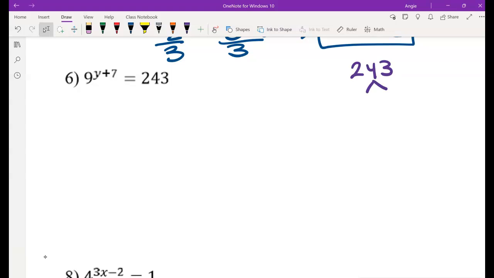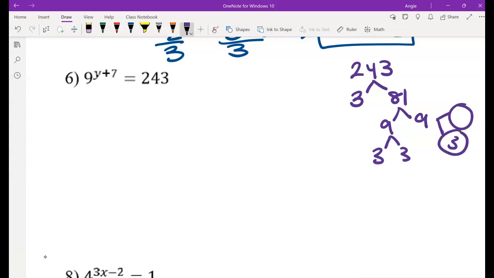Now, to determine if it's divisible by 3, you're going to add up all of the digits. So 2 plus 4, that's 6. 6 plus 3, that's 9. So 9 is divisible by 3. So we know 243, students, is divisible by 3. In fact, it is going to be divisible by 3 81 times. So 81 is 9 times 9. And 9 is 3 times 3, for each one. So as you can see, we got 1, 2, 3, 4, and 5. So 243 is 3 to the 5th.